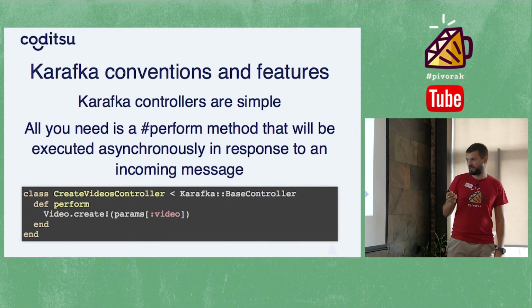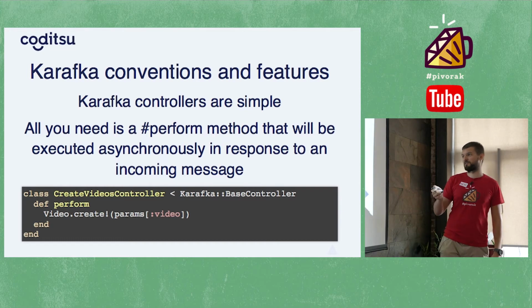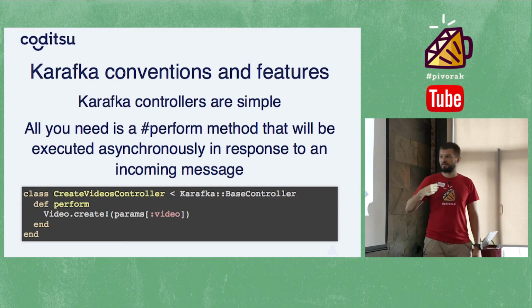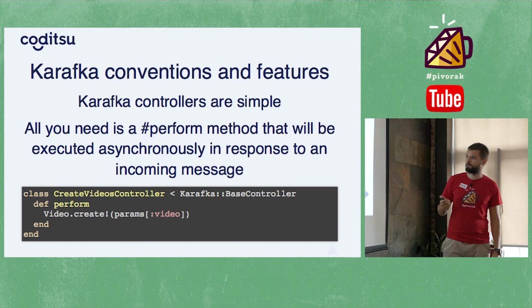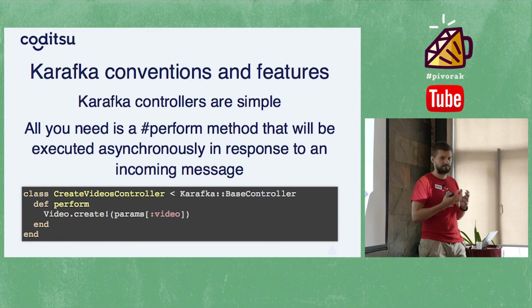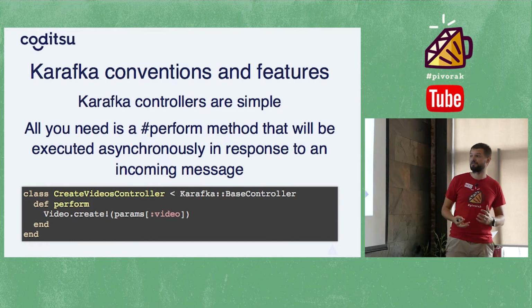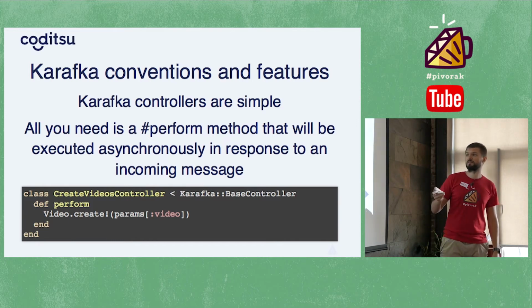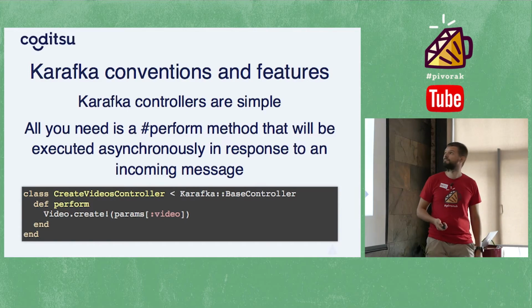And probably this is the biggest difference between Rails controllers and Karafka controllers. There is a single method called perform. So there are no REST approaches or things like that with Kafka. Single topic, single controller, single message. But you get params and you can do whatever you want.